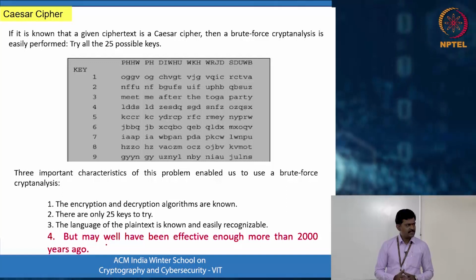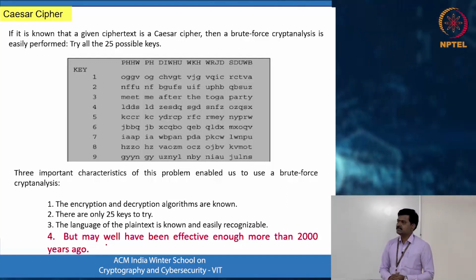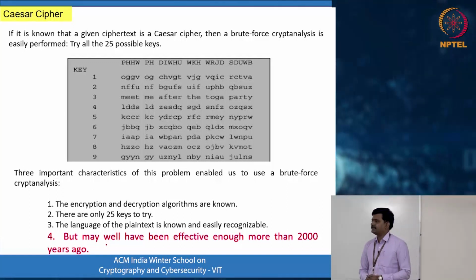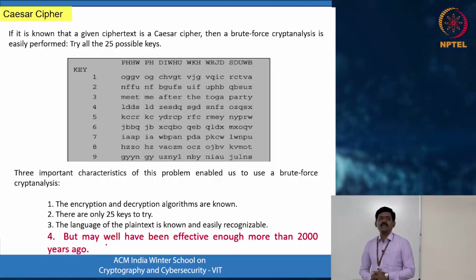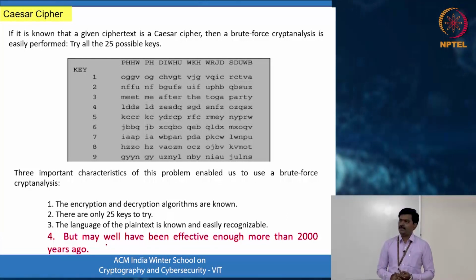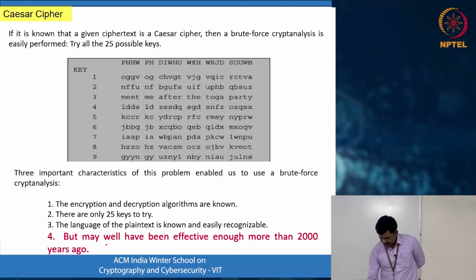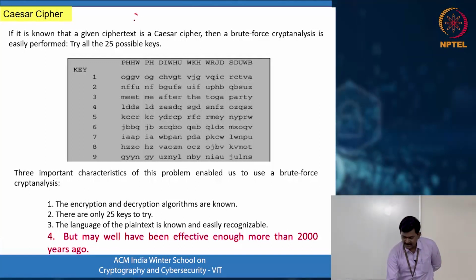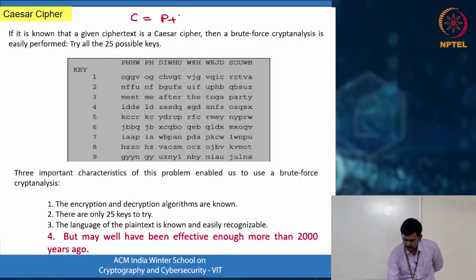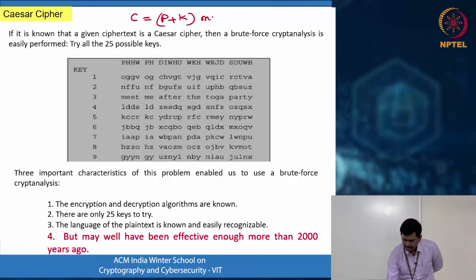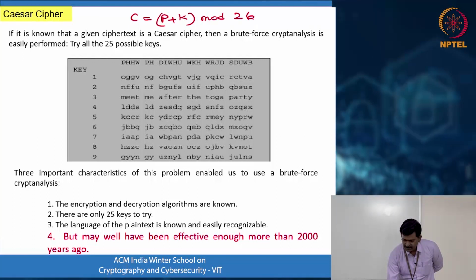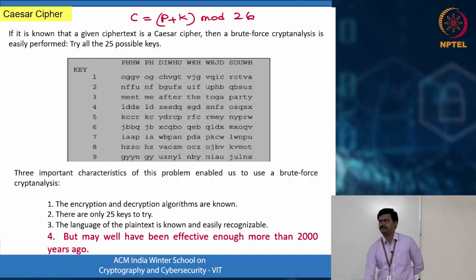It is very easy to cryptanalyze. The reason is performing a brute force attack is very easy. Okay. Now tell me, I write this one. What is the general Caesar cipher rule? C is equal to P plus K mod 26. This is the Caesar cipher, right?